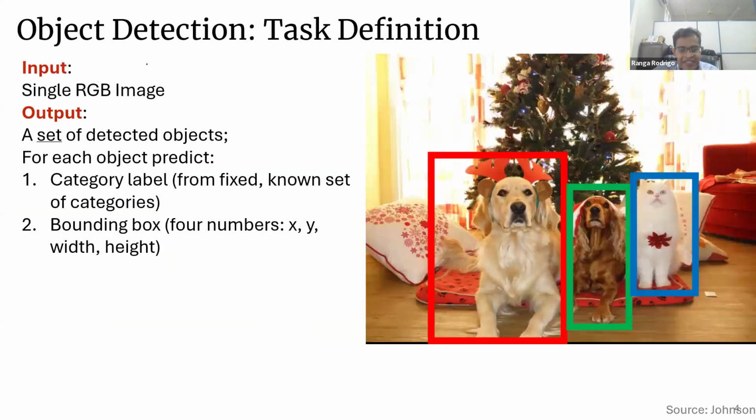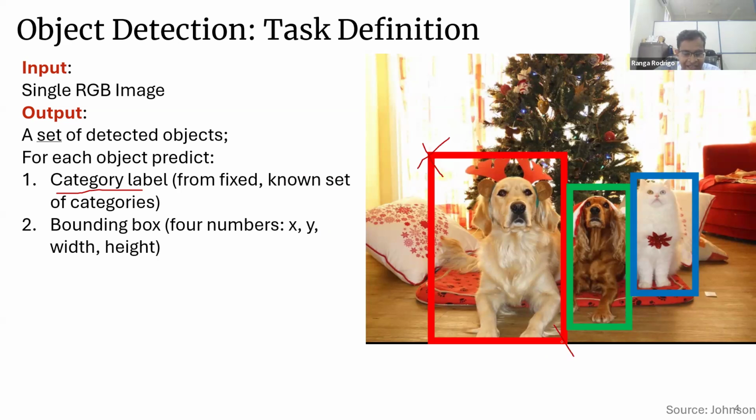So the object detection task definition is: a single RGB image is given, and a set of detected objects must be output. For each object, we must predict a category label from a fixed set of known labels, cat, dog, and so on. For ImageNet, it's 1,000. For our example, it's 4. And bounding box numbers must be given, 4 numbers, because we need this corner and that corner, right?